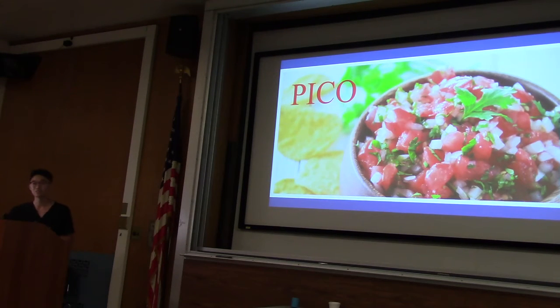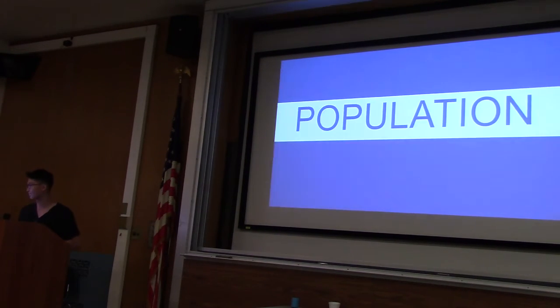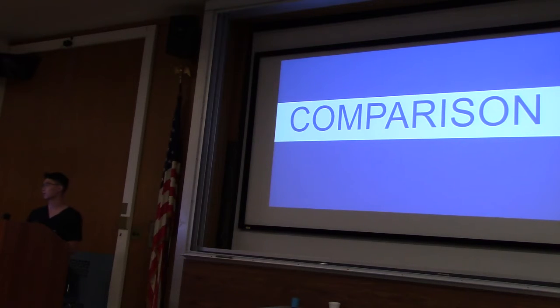Do you guys remember what PICO stands for? What's P? Population. Intervention. Control. Comparison. And then Outcome. All right, that's pretty good, guys. Population, intervention, comparison, outcome.